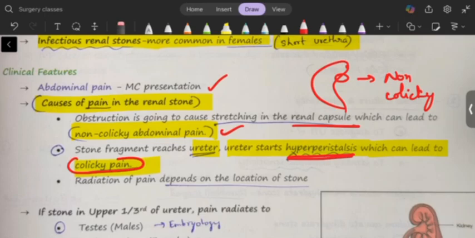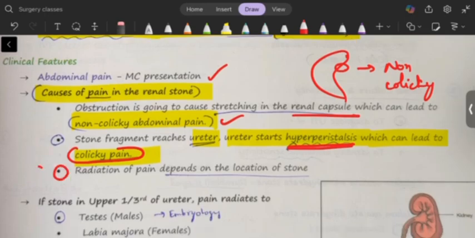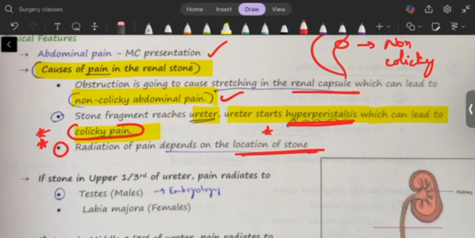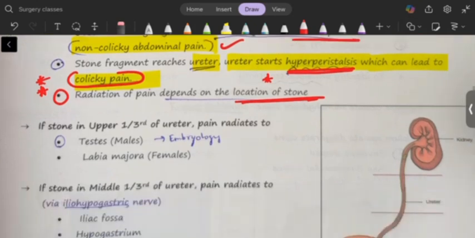Okay, and where this pain radiates to will depend upon the location of the stone. So the location of the stone is important. In order to know that, we should know from where the pain arises and to where it will radiate. So for that reason we will study it in detail now.